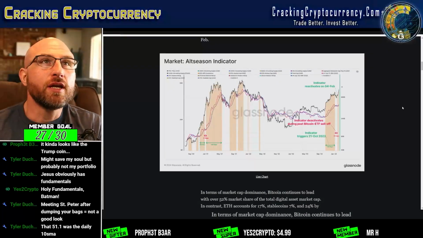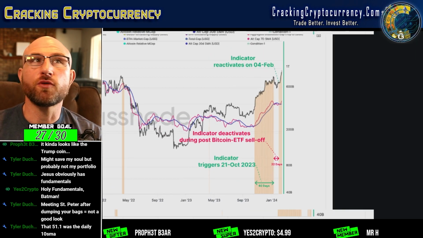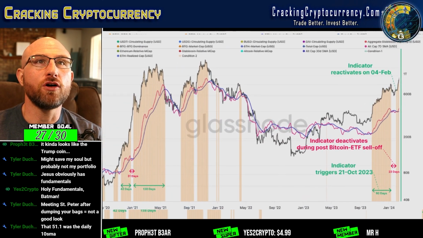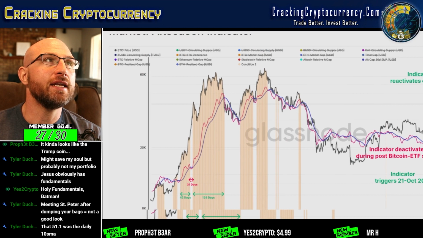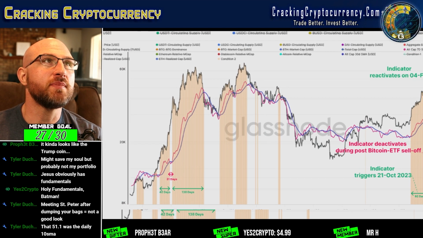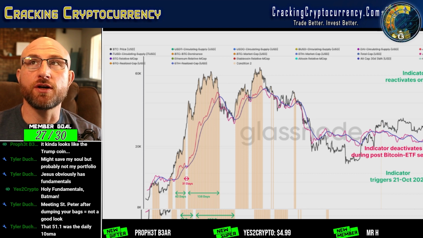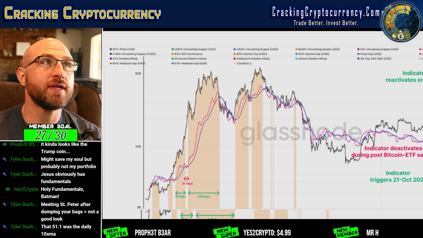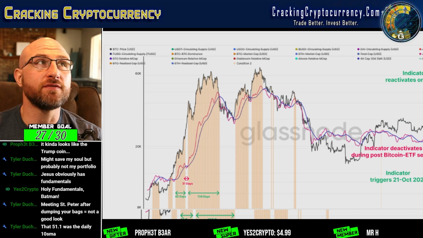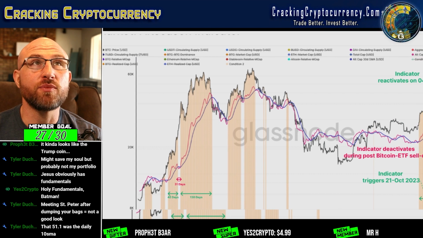All right, so here we can see, we'll just zoom in for a little more granularity, here is their alt season indicator. The gray line is BTC price, of course. These are all the components in this indicator: true USD circulating supply, BTC relative market cap, BTC realized cap, USDT circulating supply, Bitcoin dominance, Ethereum relative market cap, Ethereum realized cap.